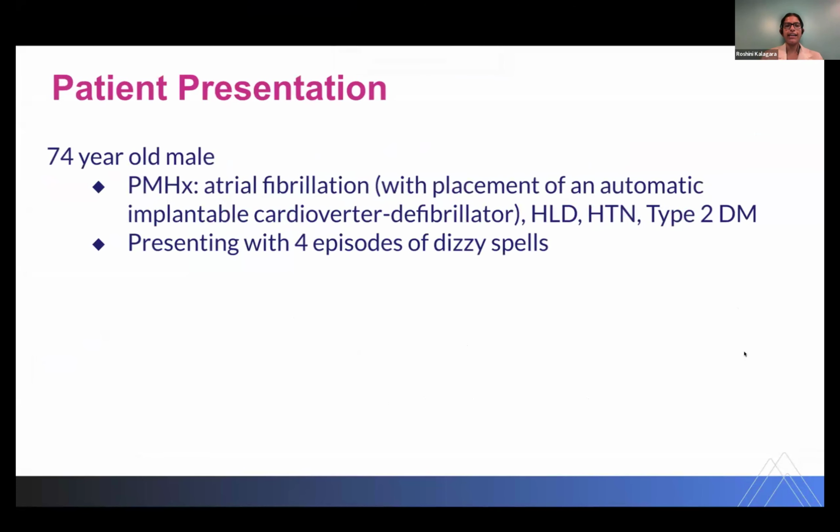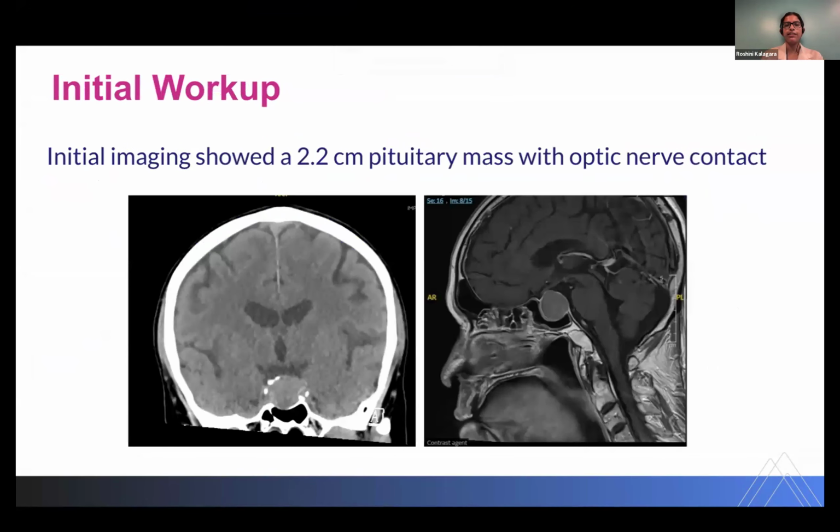So the case that I'm presenting was of a 74-year-old male who had a past medical history of atrial fibrillation, hyperlipidemia, hypertension, type 2 diabetes, and he initially presented to an out-of-state center with 4 episodes of disease. The initial imaging showed a 2.2 centimeter pituitary mass with optic nerve contact as seen in the imaging here.